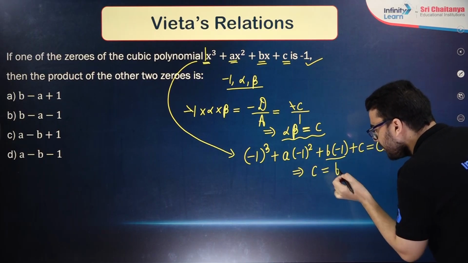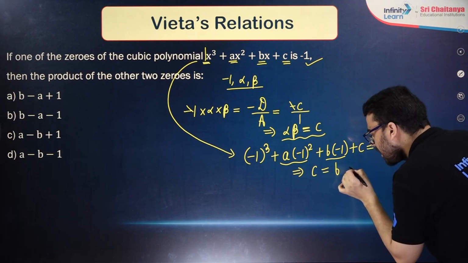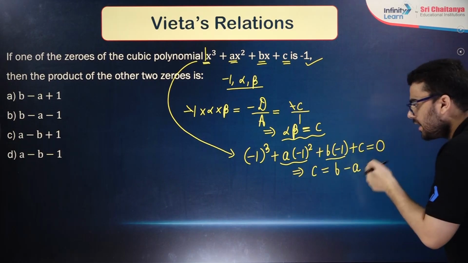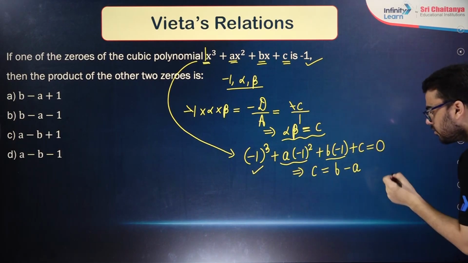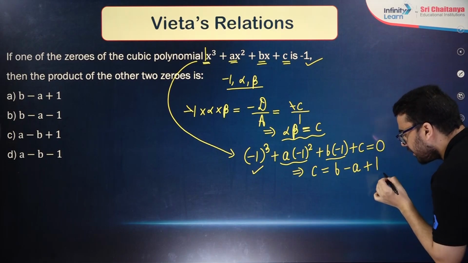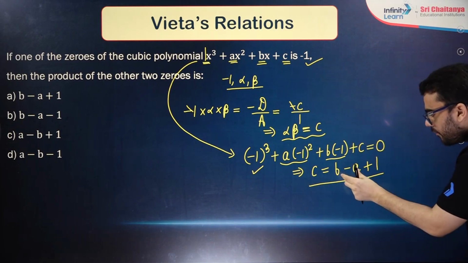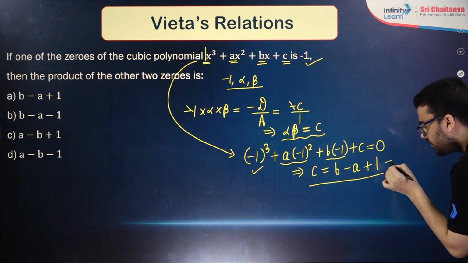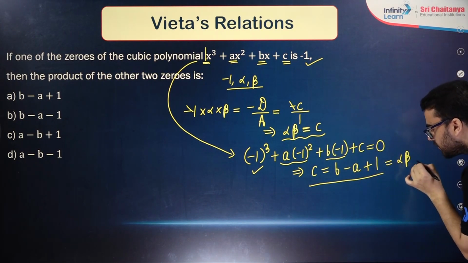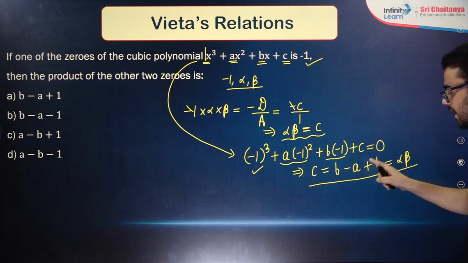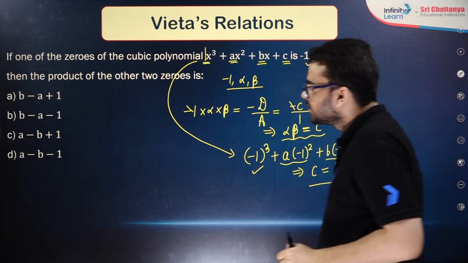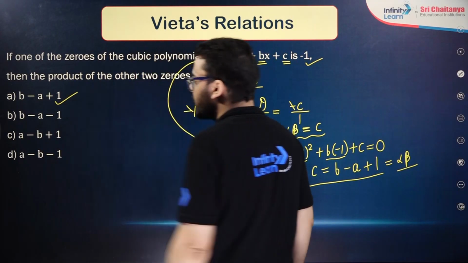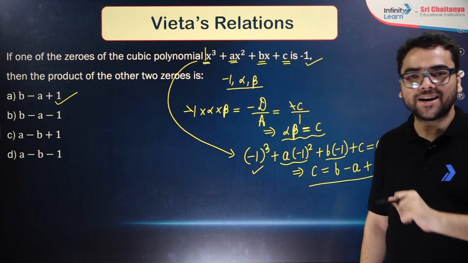Minus b will become b. This is a, it will become minus a on the other hand side. And this is minus 1. If it goes on the other hand side, you'll get plus 1. So c is equal to b minus a plus 1, and that was equal to the product of the other two zeros of this polynomial. So that is b minus a plus 1. First option is correct. I hope that is clear.